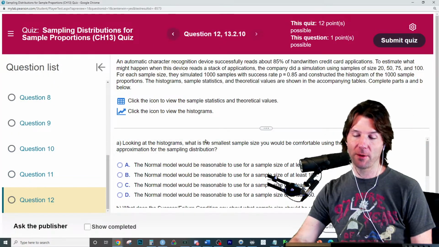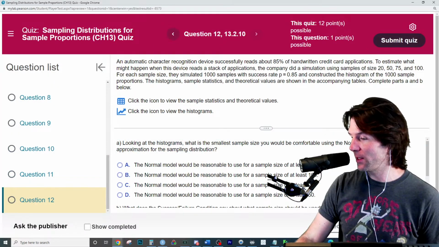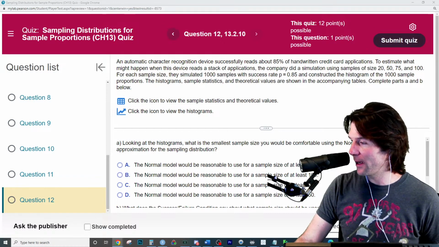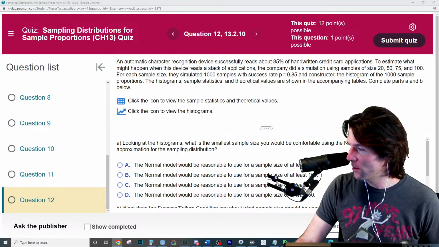Wow, found it right away. Here we go. So let's see. Oof, tricky stuff. An automatic. Great work there, Evan. Let's knock this question out.